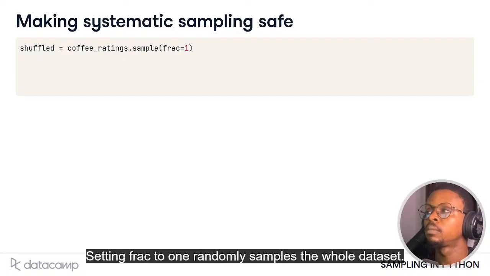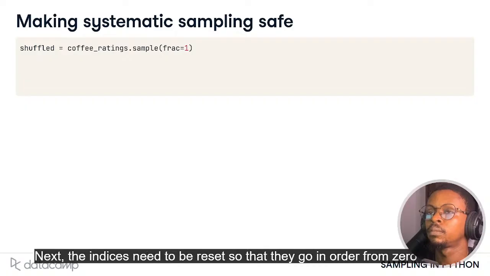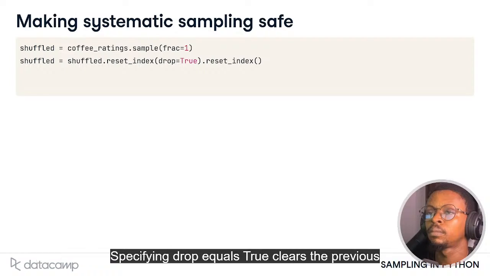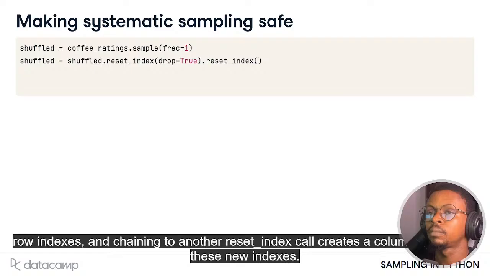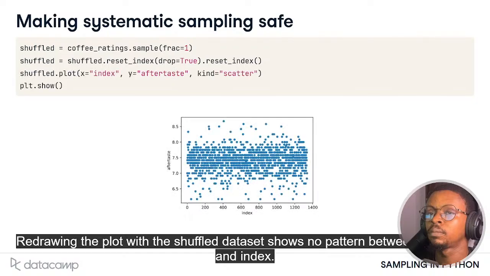Setting frac to 1 randomly samples the whole dataset. In effect, this randomly shuffles the rows. Next, the indices need to be reset so that they go in order from 0 again. Specifying drop equals true clears the previous row indexes, and chaining to another reset index call creates a column containing these new indexes. Redrawing the plot with the shuffled dataset shows no pattern between aftertaste and index.